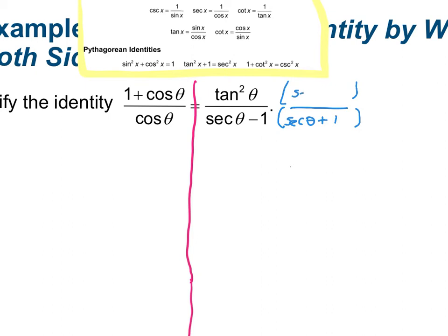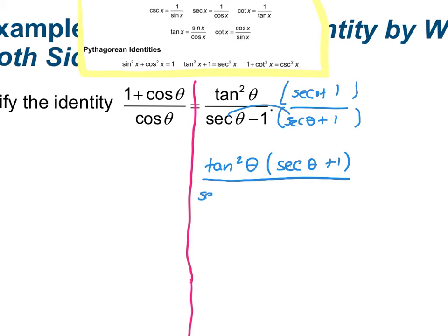What you do to the bottom, you have to do where? To the top. Okay, so we're going to do that. So I'm going to just rewrite the top. Tangent squared theta times secant theta plus 1. I'm not going to do anything with that. And then I'm going to FOIL the bottom. What is secant times secant? Secant squared. Then I have secant times 1 gives me secant. Then I have a negative 1 times secant gives me negative secant. What happens to those two things? They cancel. That's why we do that. And then I have a negative 1 and a positive 1 gives me minus 1.